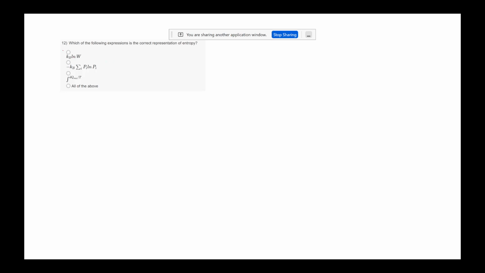So this is Boltzmann entropy, this is Shannon entropy, this is the entropy from thermodynamics. So all of the above will be true. So the Boltzmann entropy definition is S equals k_B ln W, where W is the number of microstates.